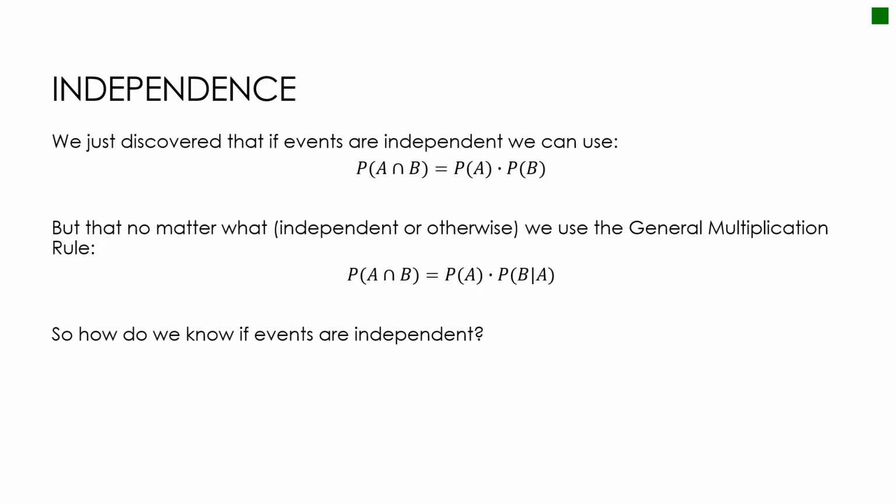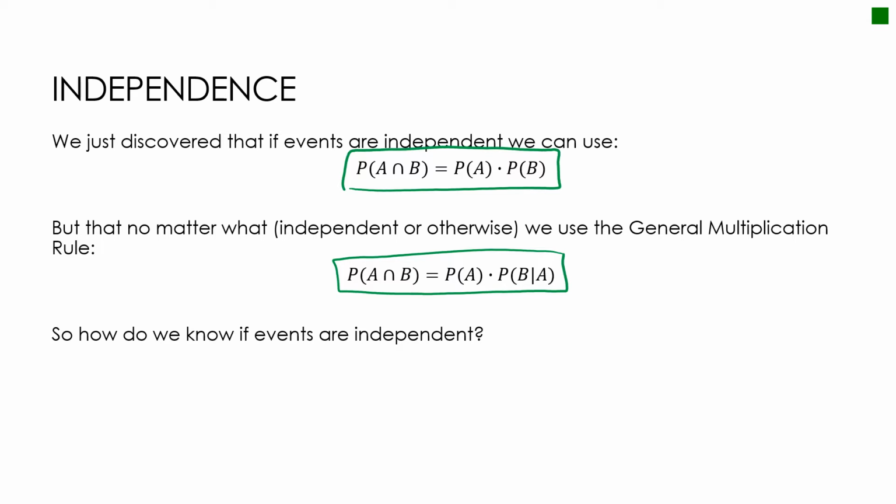So we have talked about the fact that events are independent. We can use the multiplication rule. But no matter what, we can use the general multiplication rule. So what is the obvious difference between these two? This one I'm taking the probability of B, and this one I'm taking the probability of B, given that something else already happened.